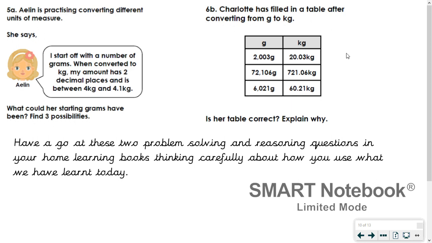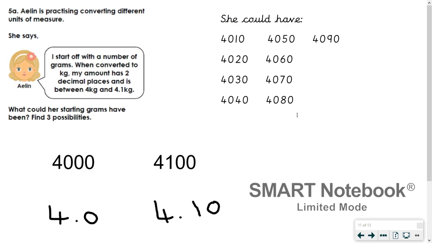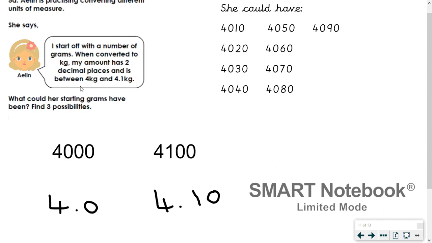Perfect. So let's go through the answers to these ones. Hopefully Aileen's problem you were able to get your head wrapped around. So what we need to know is we need grams, kilograms as grams. So she's going to look for her amount to be between 4,000 grams, which will be 4 kilograms converted, and 4,100 grams, which will be 4.1 kilograms converted to grams. It needs to be between those and to 2 decimal places.